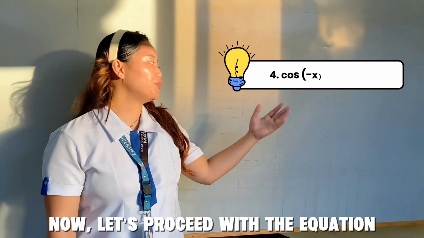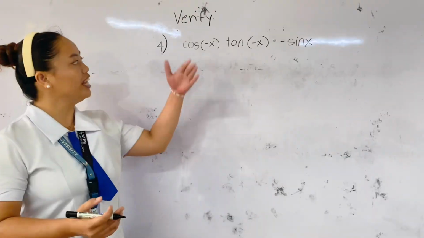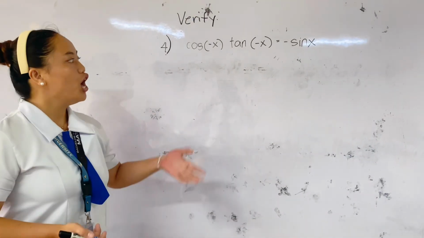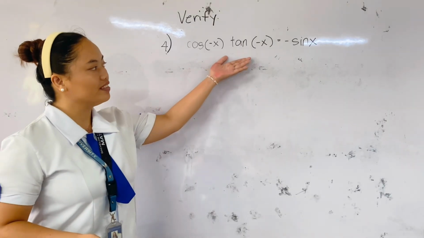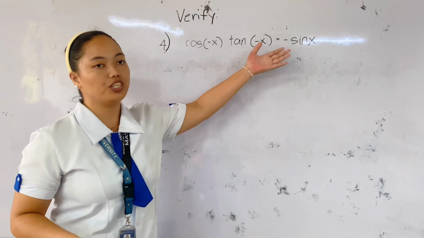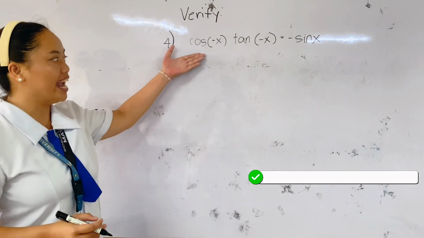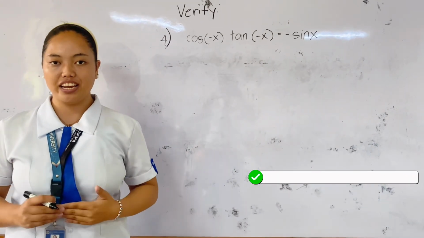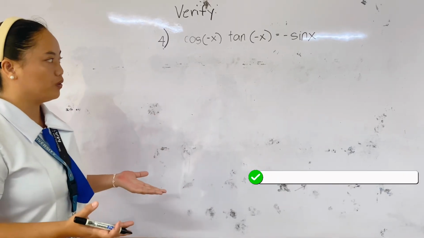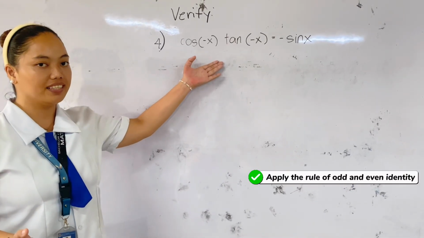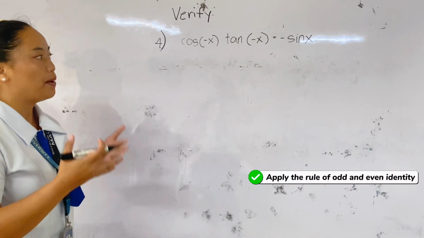Now, let's proceed with equation number 4. So, let's verify this equation. Cosine negative x times tangent negative x is equal to negative sine x. So, we all know that cosine is an even function or identity. So, we should apply the rules. For cosine negative x, it will remain as positive.